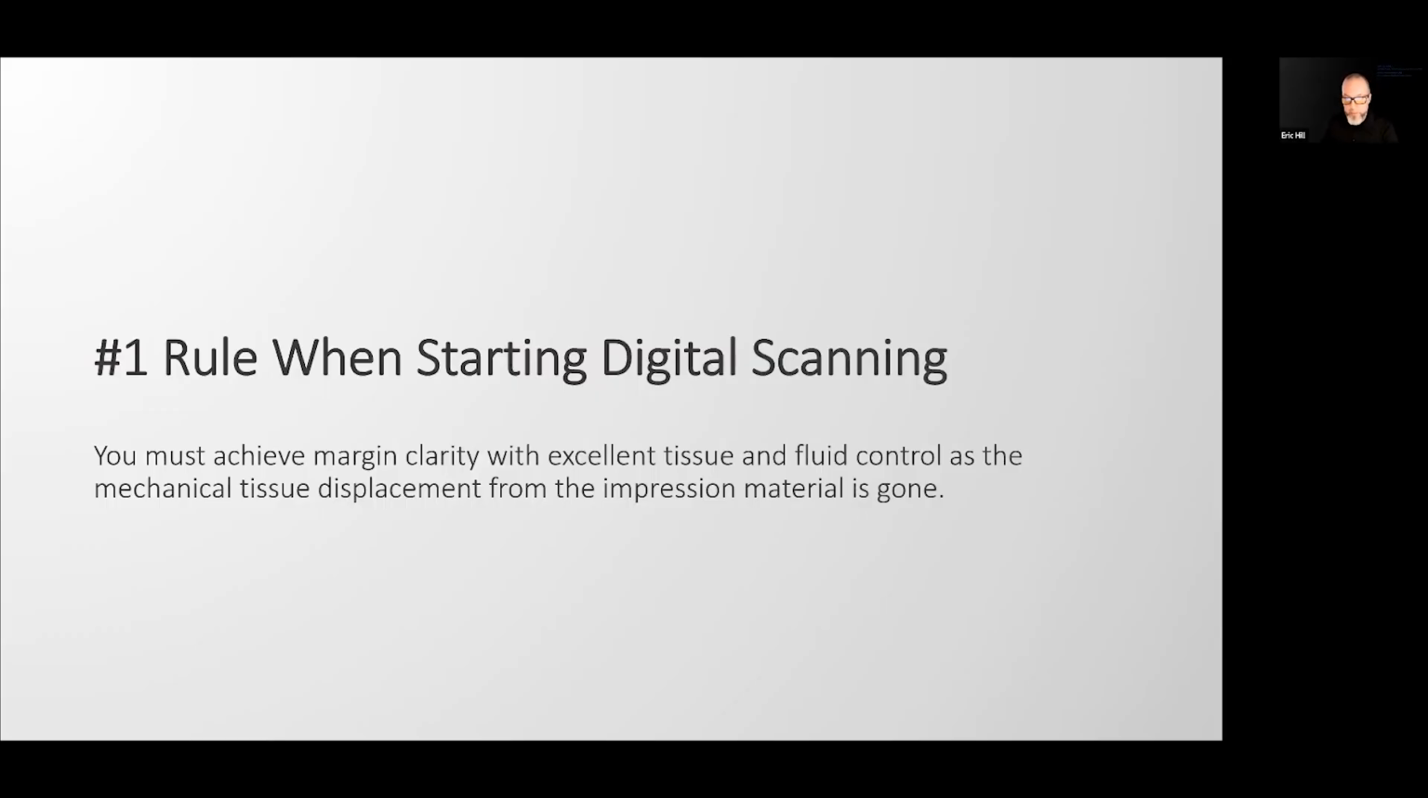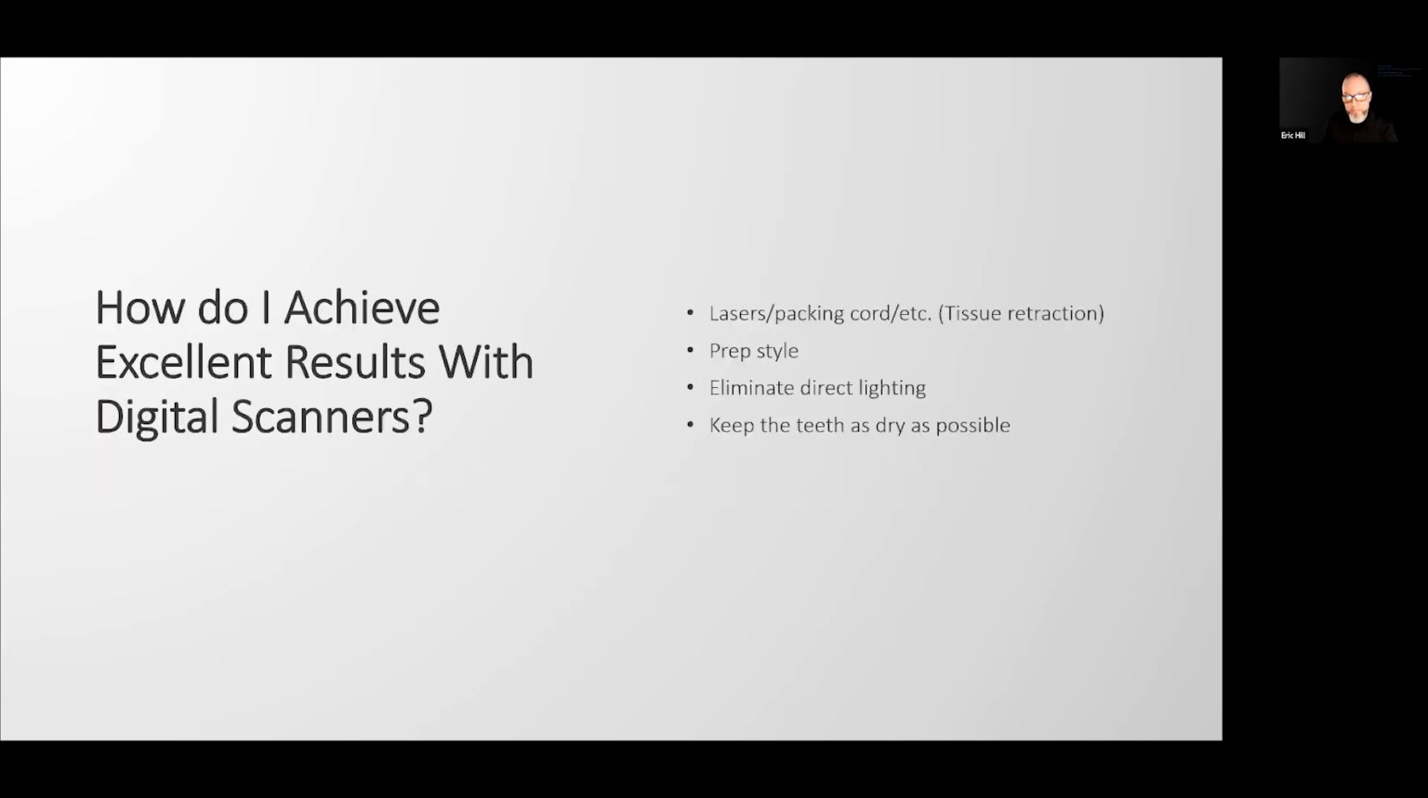So because of that, you have to go a couple different ways. You have to do something like packing cords, which of course I'm sure most everybody in here is going to be familiar with. Lasers, of course, are great as well. But that also comes down to prep style, eliminating certain lightings, and keeping the teeth as dry as possible. Prep style is really the biggest thing here, of course, other than tissue retraction and making sure that that tissue is out of the way of the margin.